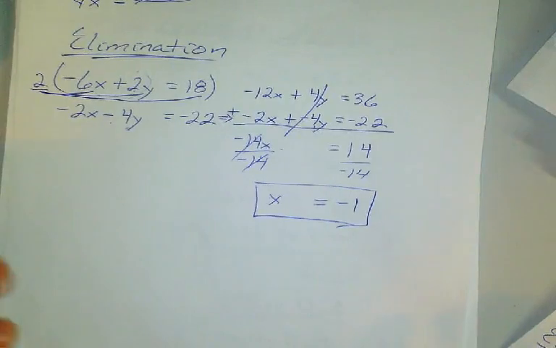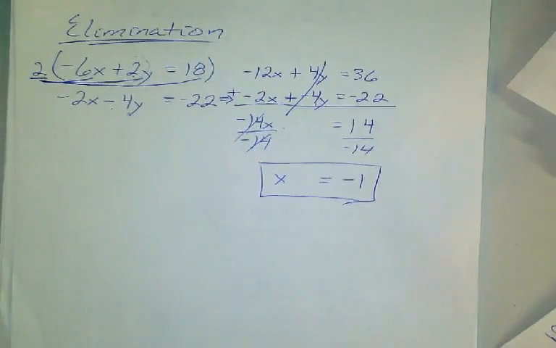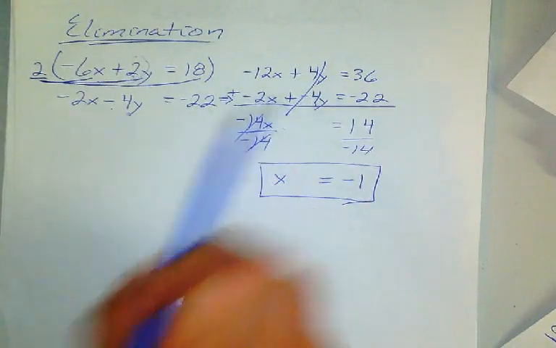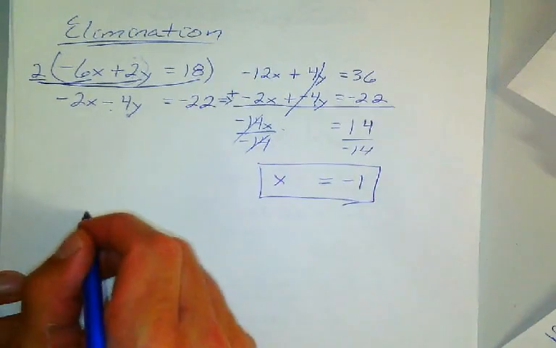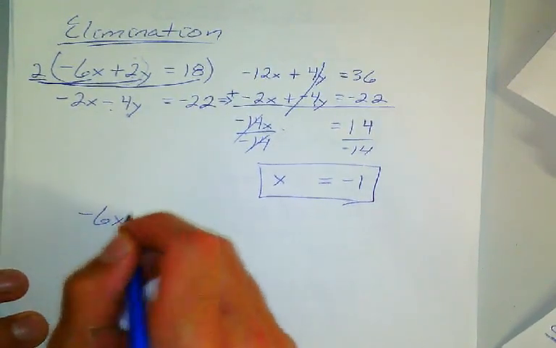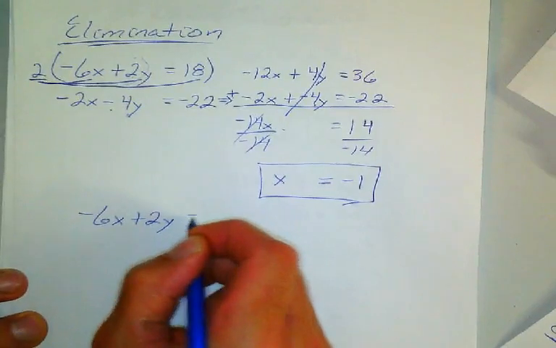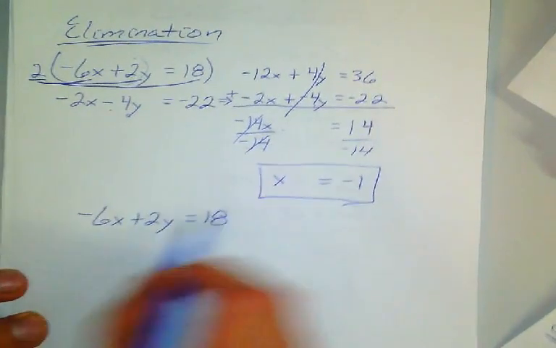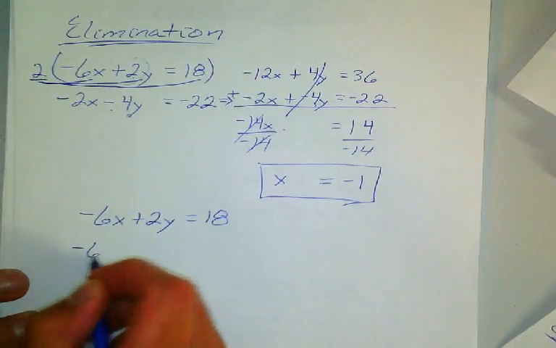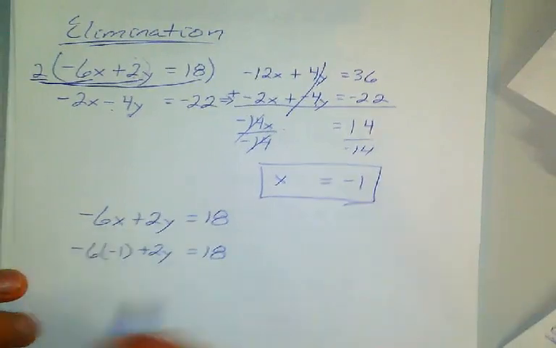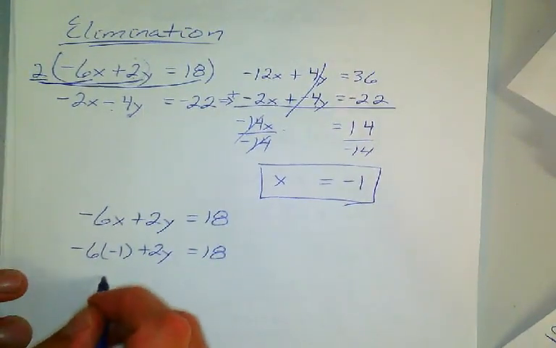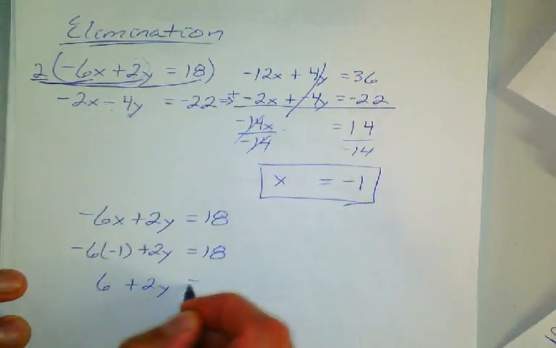Very good. All right guys, now just like substitution, you're not done. We've got to go back in and find the other variable. So you pick one of the equations, one of the originals. Never go to one that you already manipulated. Do an original, whatever one you think is easier. I'll do the top one. So we have negative 6x plus 2y equals 18. Rewrite. Now I'm going to replace my x value. So I have negative 6 times negative 1 plus 2y equals 18. I can do negative 6 times negative 1. That's positive 6 plus 2y equals 18.